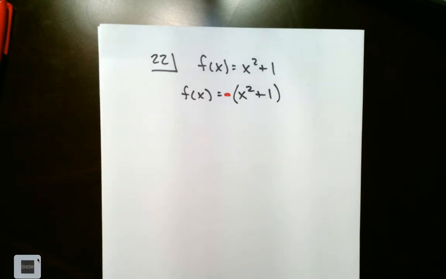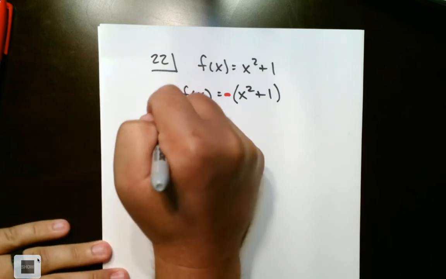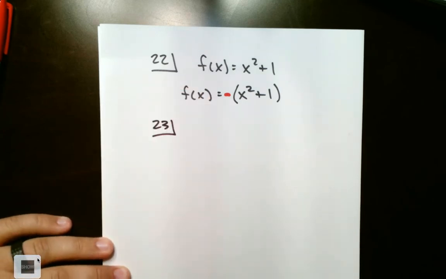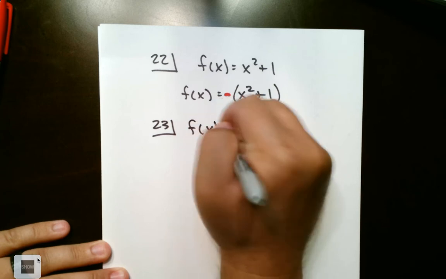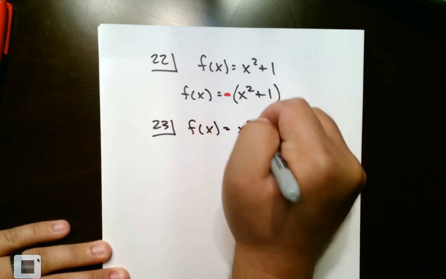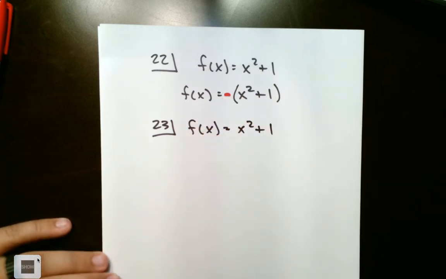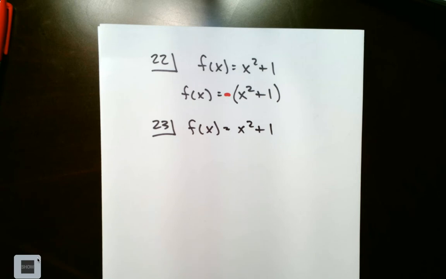So there is the answer to number 22. For 23, and then I'm going to compare these two. Reflect f of x, so it's the same function, equals x squared plus 1. Reflect that across the y-axis.